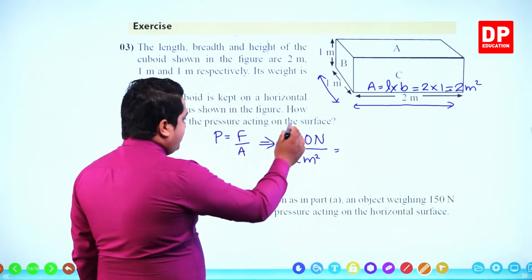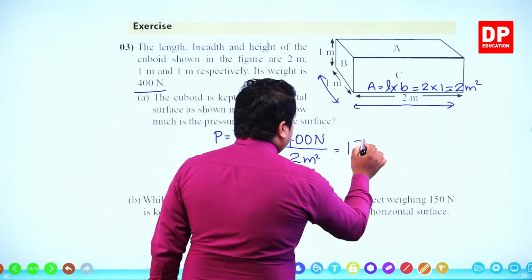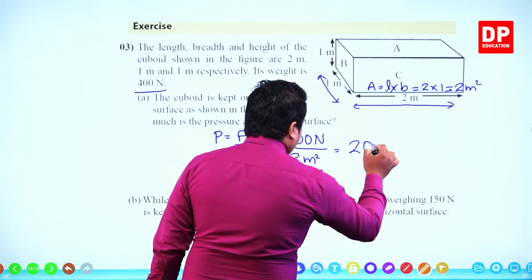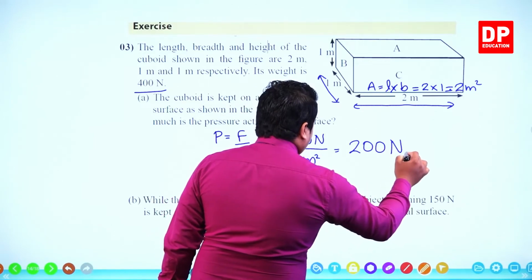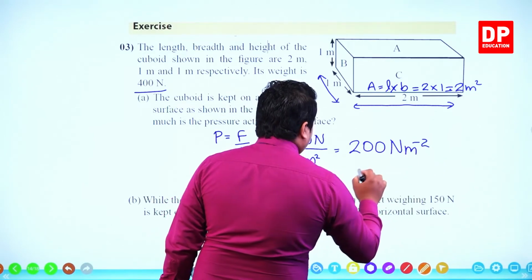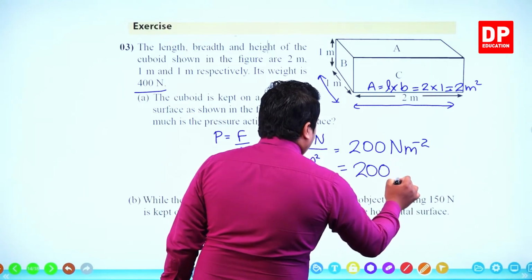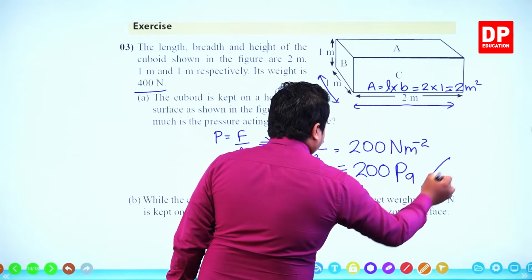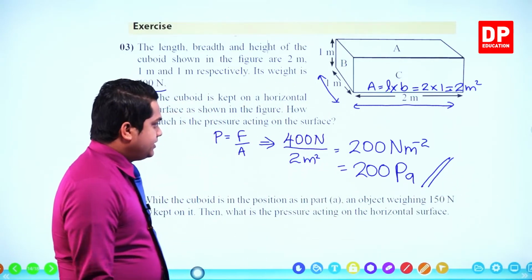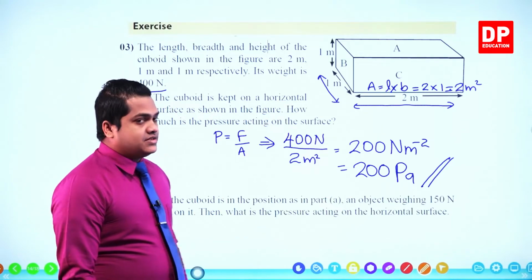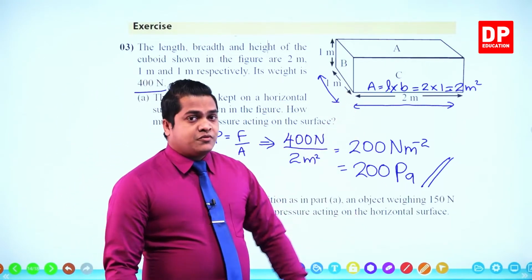So when you divide 400 by 2, the answer is 200 newtons per square meter, or else 200 pascals. Both the answers are correct. 200 newtons per square meter or 200 pascals. So here there's a specialty.